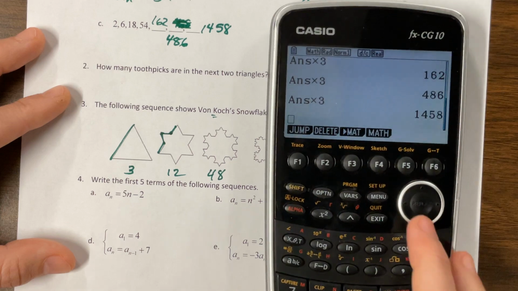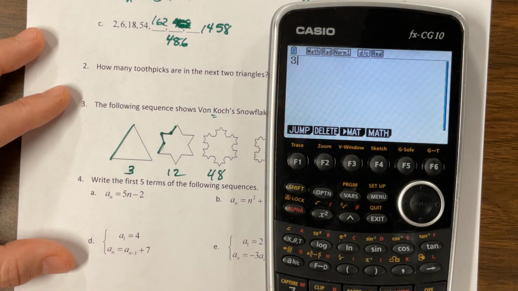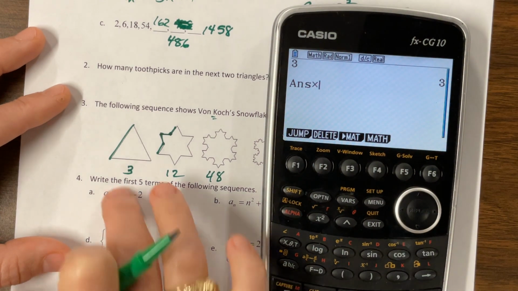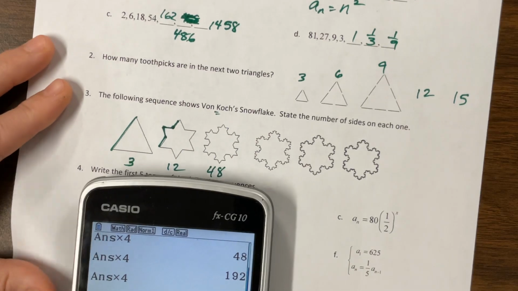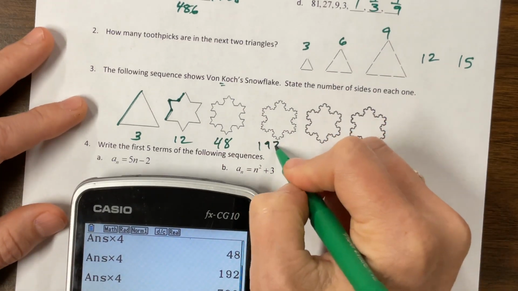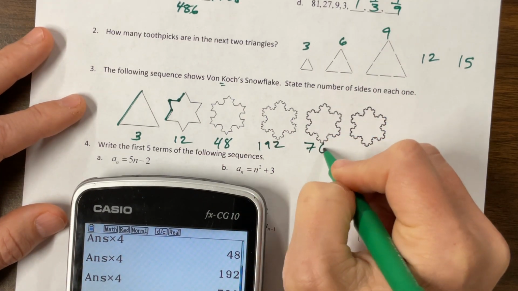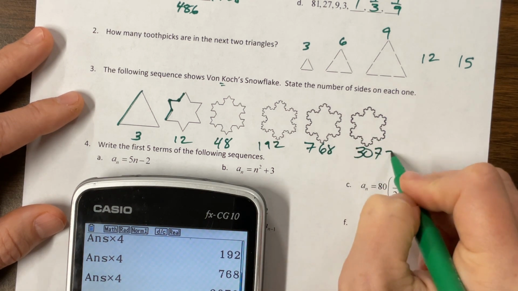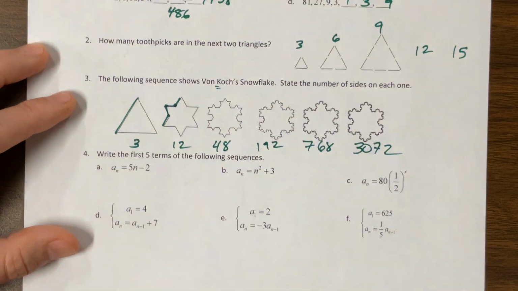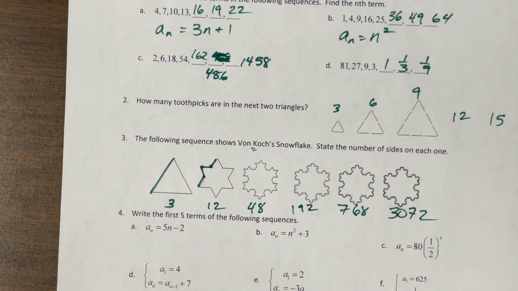And this is something we can do recursively, 3, and then each previous side now has become 4 more. Okay, so we're at what? This is 192, and this is 768. And this would be 3072. So it's really kind of fun. Go Google that because I think you'd enjoy it.